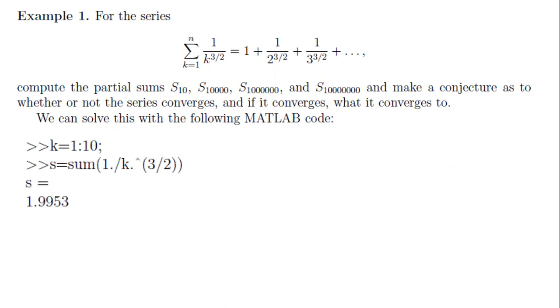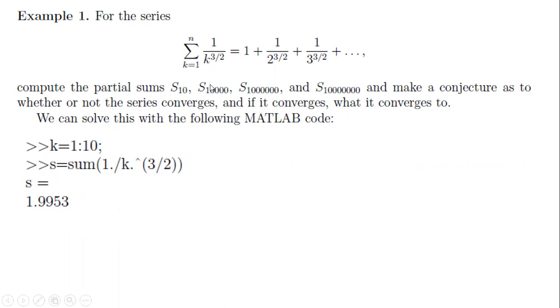We define first the value of k. If we want to determine S sub 10, the partial sum from k equals 1 to 10, we need to define first the value of k: 1 colon 10. This will generate the k values 1, 2, 3 up to 10. Using the sum function, we can temporarily store the sum as S. So S equals sum, where the given series is 1 over k raised to 3 over 2. This will give us a value of 1.9953.